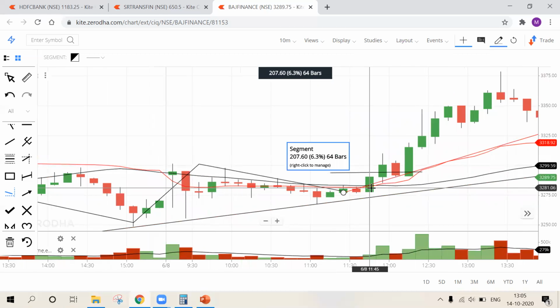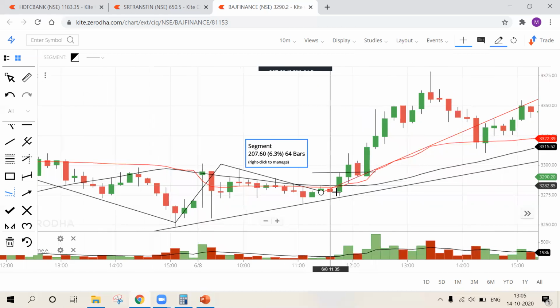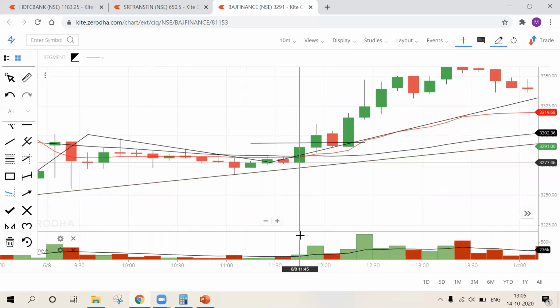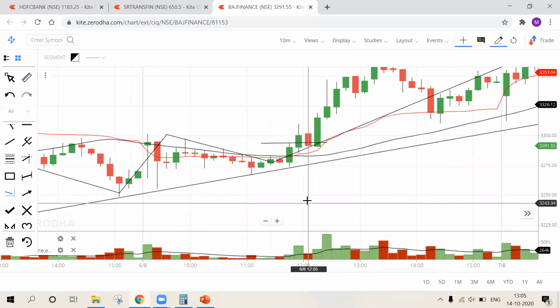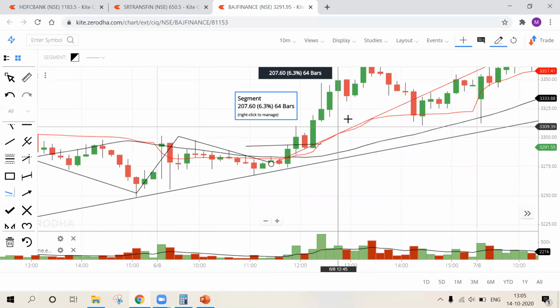Yes, we are getting confirmation from VWAP as well. Now the fifth confirmation, volumes. Let's look at volumes here. Volumes are also great. They are more than the black line on the volume chart. Okay, so I'll make a blind buy position here.